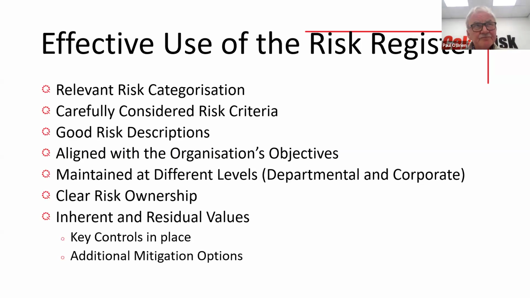So the risk register, a couple of things: relevant risk categorizations, and make sure your risks are in the right place and that the categorization makes sense. And you're looking here always at a carefully considered set of risk criteria. And these risk criteria can change. A circumstance changes, the objectives change. So it's worth doing a criteria review when you do an update of a strategic plan, or you change any of the objectives.